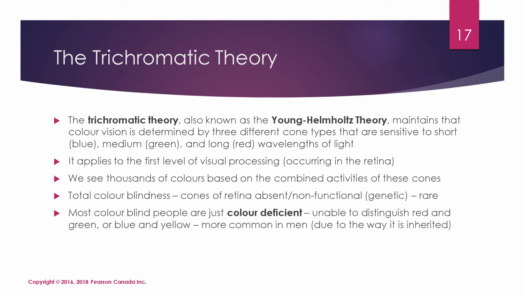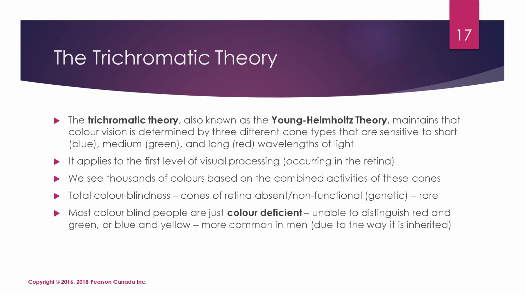So the trichromatic theory, which is also known as the Young-Helmholtz theory, maintains that color vision is determined by three different cone types that are sensitive to short, i.e. blue wavelengths, medium, i.e. green wavelengths, and long, i.e. red wavelengths of light. So it applies to the first level of visual processing, which is occurring within our retina, so within those cones, and we see thousands of colors based on the combined activities of the cones.